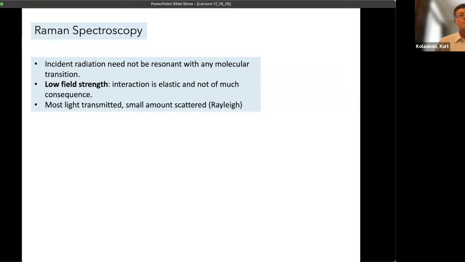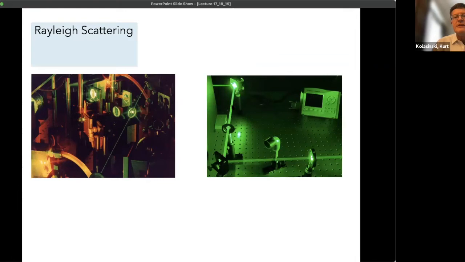Okay. So in Raman spectroscopy, let's back up to what we've done already. Normally, if you have incident radiation and it's non-resonant, it doesn't match the energy of a transition, and most of it is simply transmitted. Now, a small amount of light can be scattered elastically. That's known as Rayleigh scattering. Well, that would be what you're seeing here.